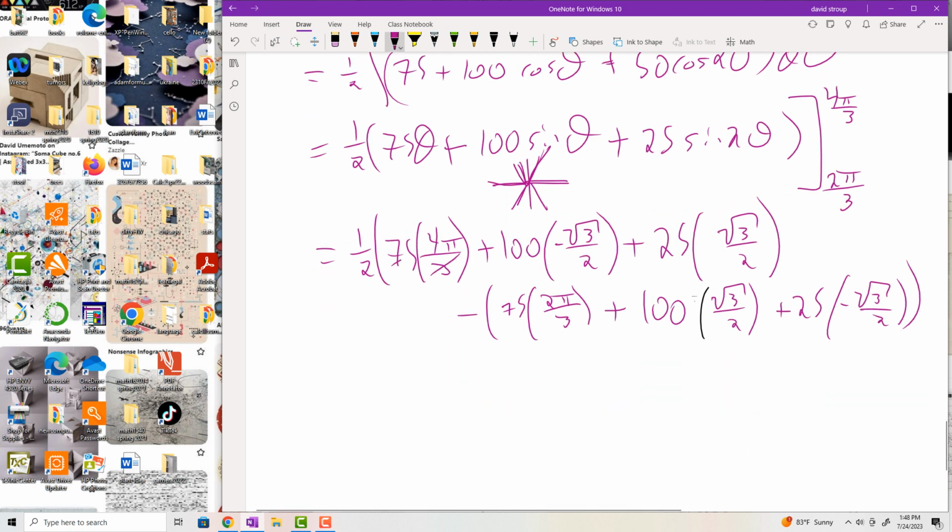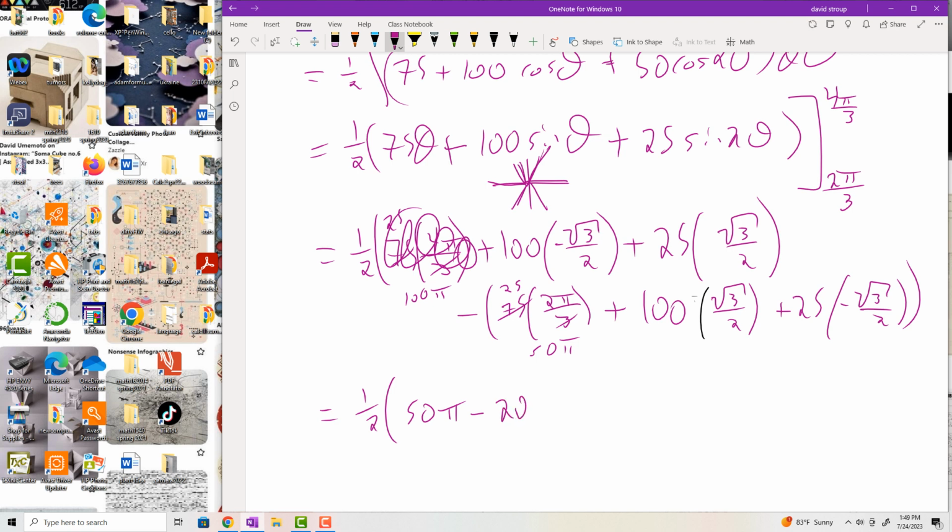Okay, so 3 goes in the 75 25 times. 25 times 4 is 100 pi for that part. And then this part, 3 goes in the 75 25 times. 25 times 2 is 50 pi. So this will be 1/2 times 100 minus 50 is 50 pi plus minus, looks like 200 √3 over 2. But that would just be 100 √3.